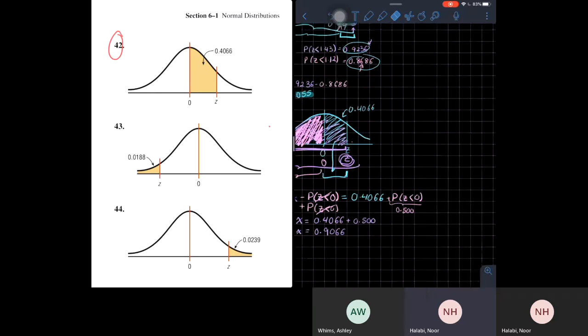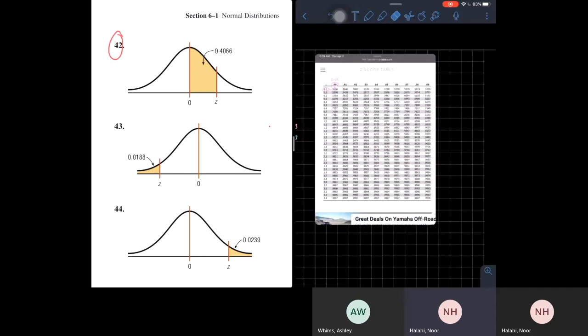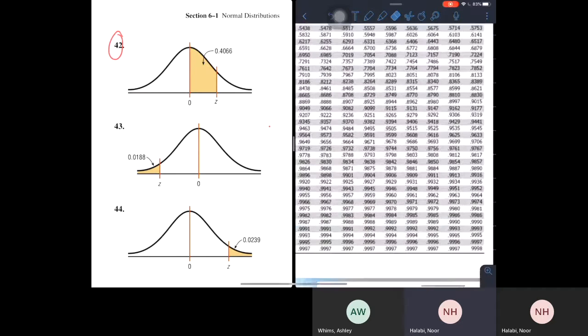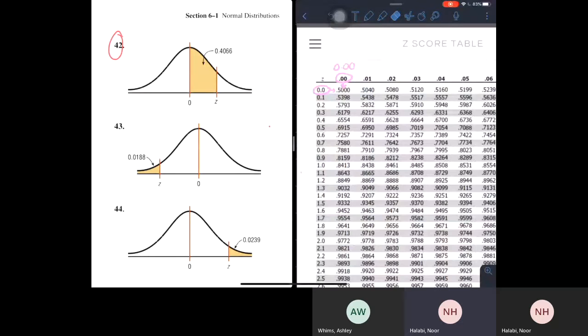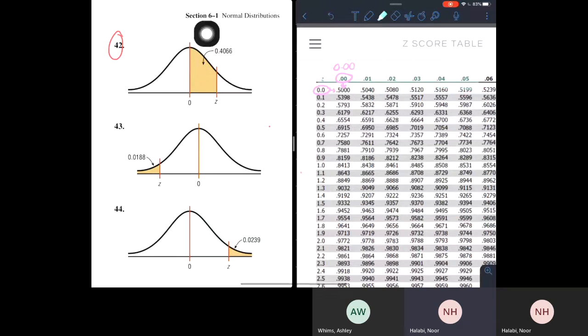0.9066. So now what we can do is go to our z-score table, which we were using the whole time. And instead of looking at the edges or on the outside, we don't look here anymore. I don't know if you guys can see what I highlighted, but sorry.